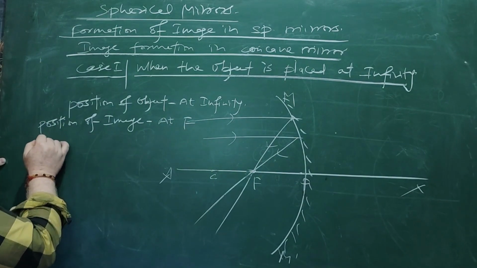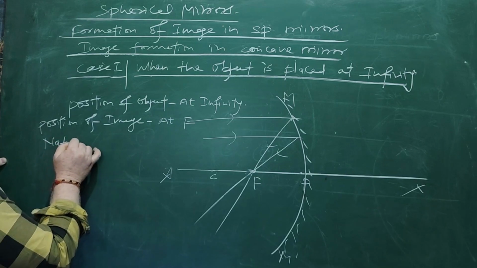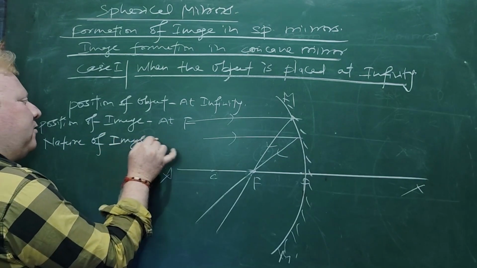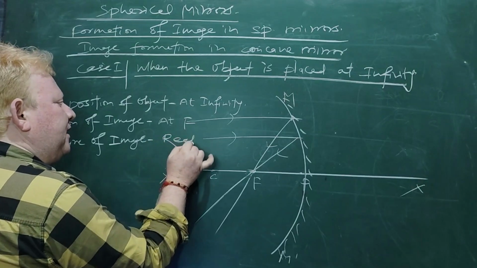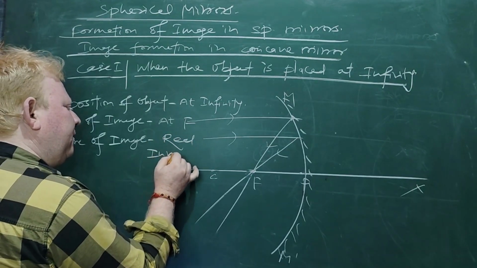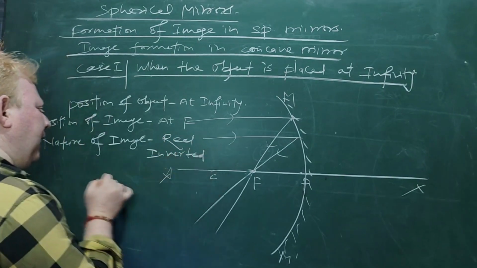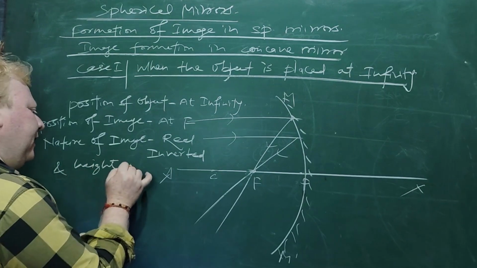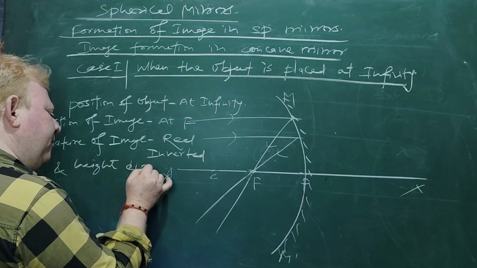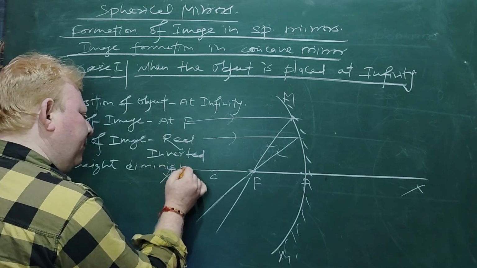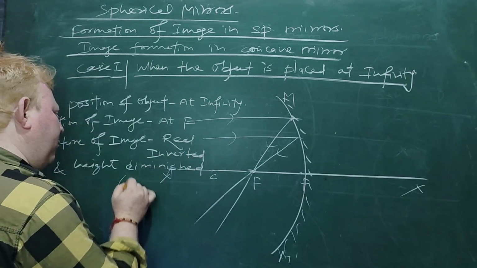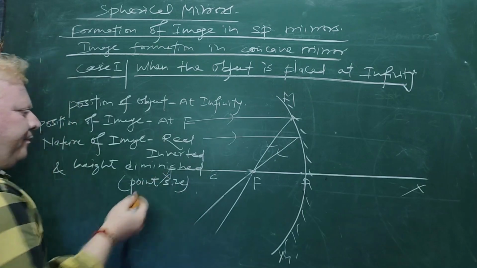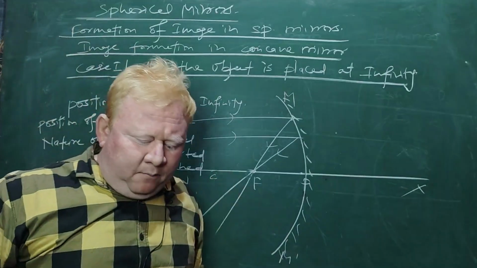and what is the nature of image? This is the most important thing, the nature of image. So for the nature of image you will write real, inverted, and highly diminished, almost point size. So this is case number 1.